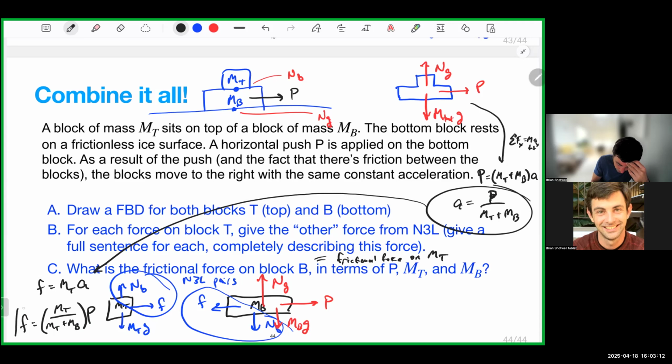And so from dimensional analysis, this makes sense, right? The mass divided by mass is no dimensions, but then the P, the capital P, is a push, a force. And a frictional force is also a force. So it looks like we have a force is equal to a force, which is good.